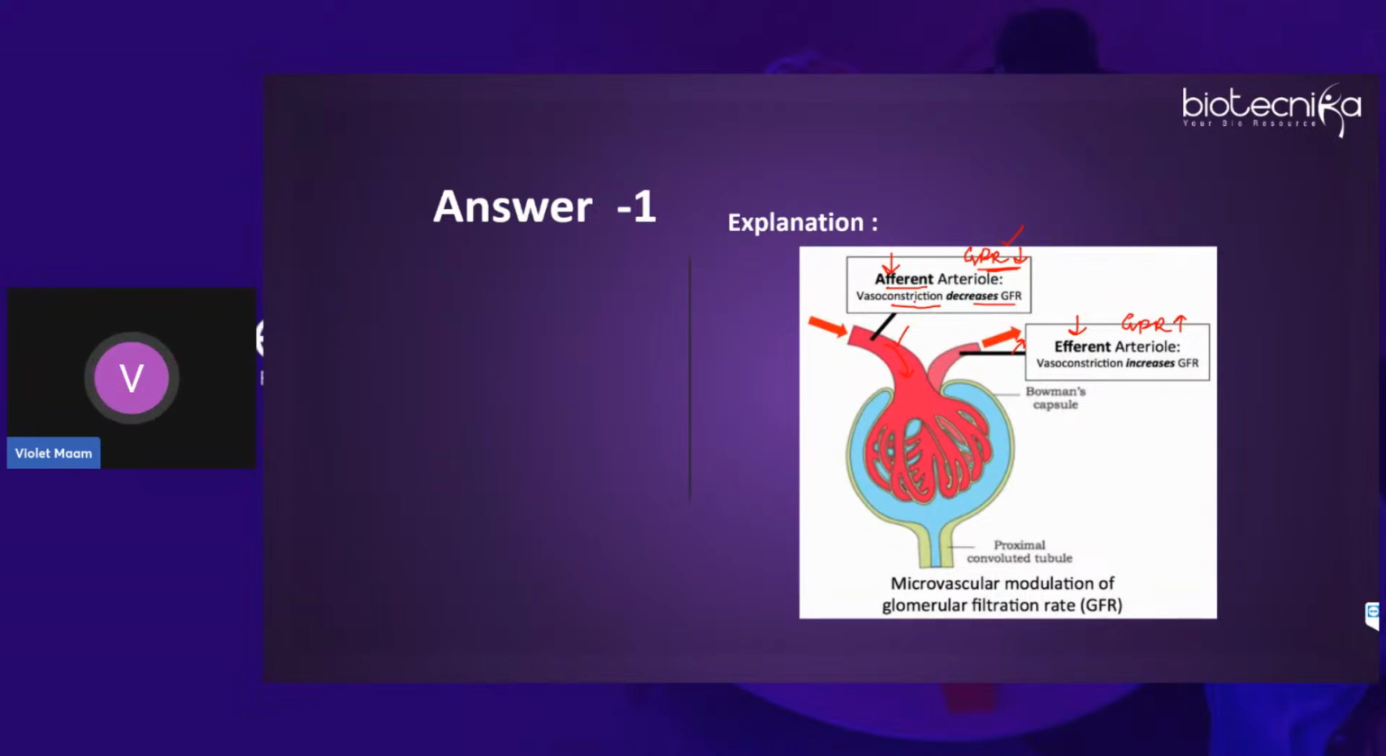If afferent diameter is decreasing, why is GFR decreasing? We understood about efferent, right? If efferent decreases, why is GFR increasing? What about afferent?